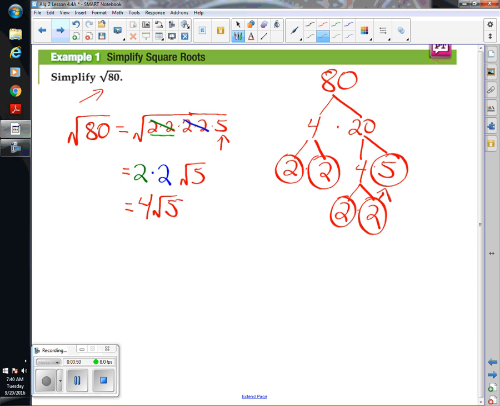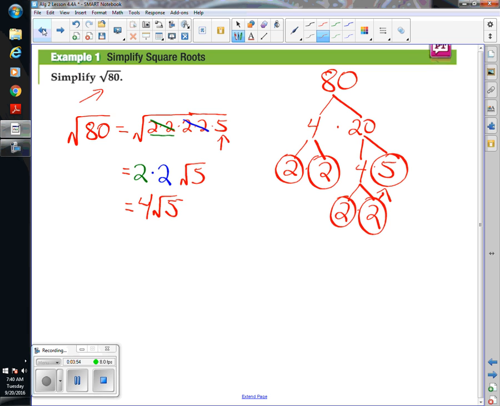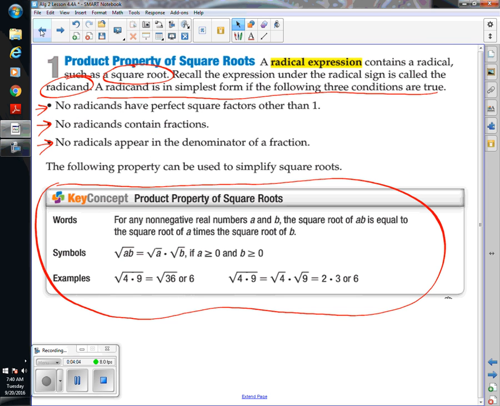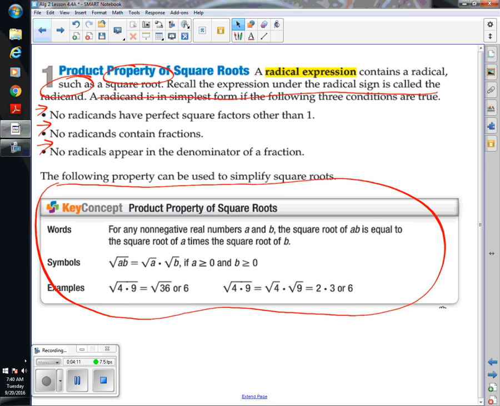Moving on. Okay, on this one, when we take a look at the product property, just like we broke the 80 apart right here into all of its different factors, what we can do by the product property of square roots is that when I have something like, let's say, the square root of 4 times 9, I could break it apart into the square root of 4 times the square root of 9, just like they've done right here in this one. I'm going to use that property here on our next example.